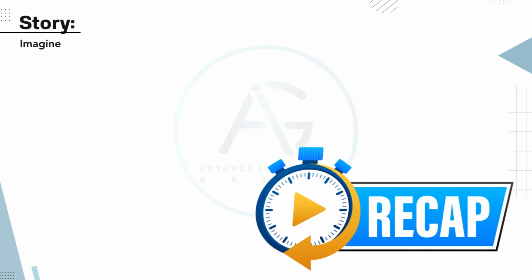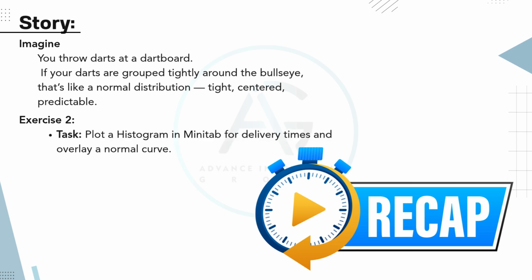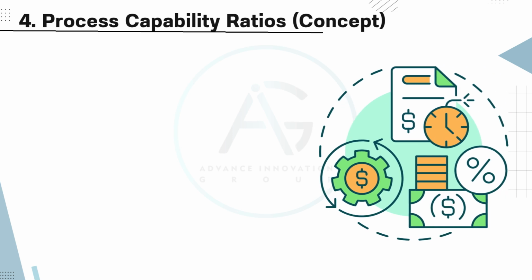Story. Imagine you throw darts at a dartboard. If your darts are grouped tightly around the bullseye, that's like a normal distribution. Tight, centered, predictable. Exercise 2. Task: plot a histogram in Minitab for delivery times and overlay a normal curve. Fourth, process capability ratios.